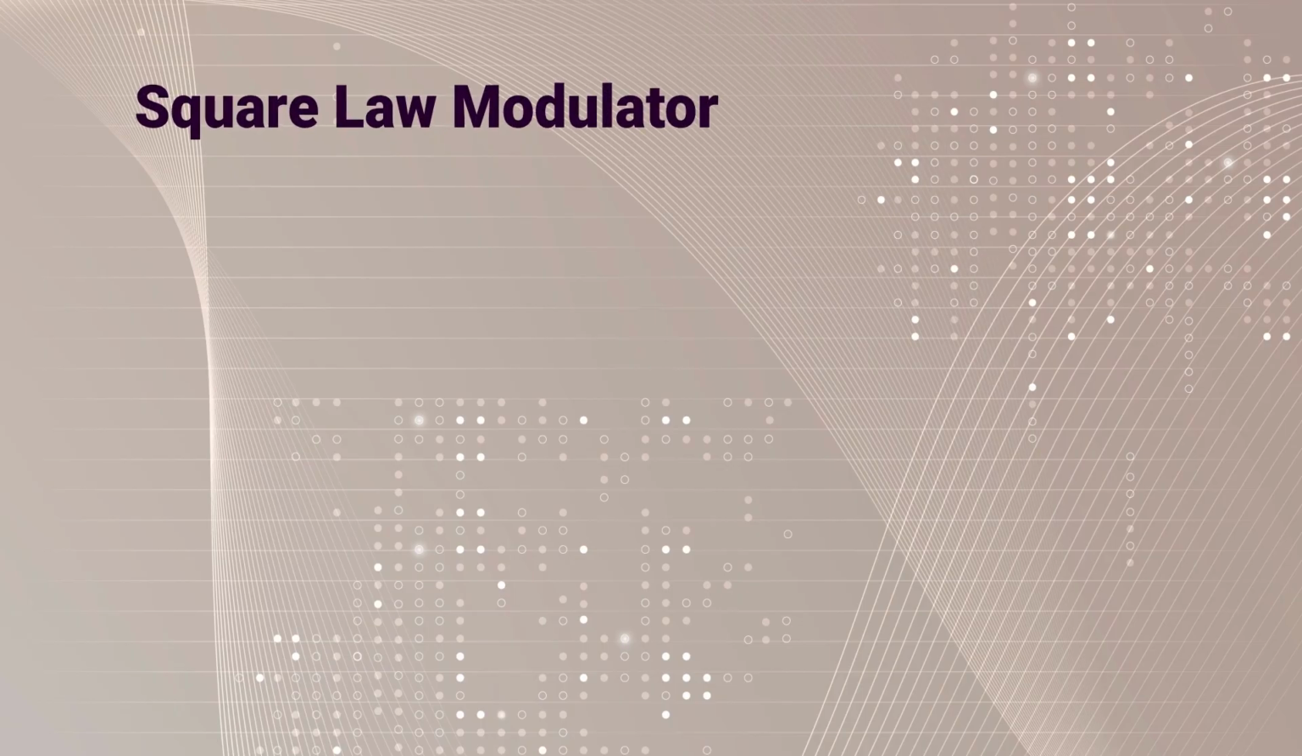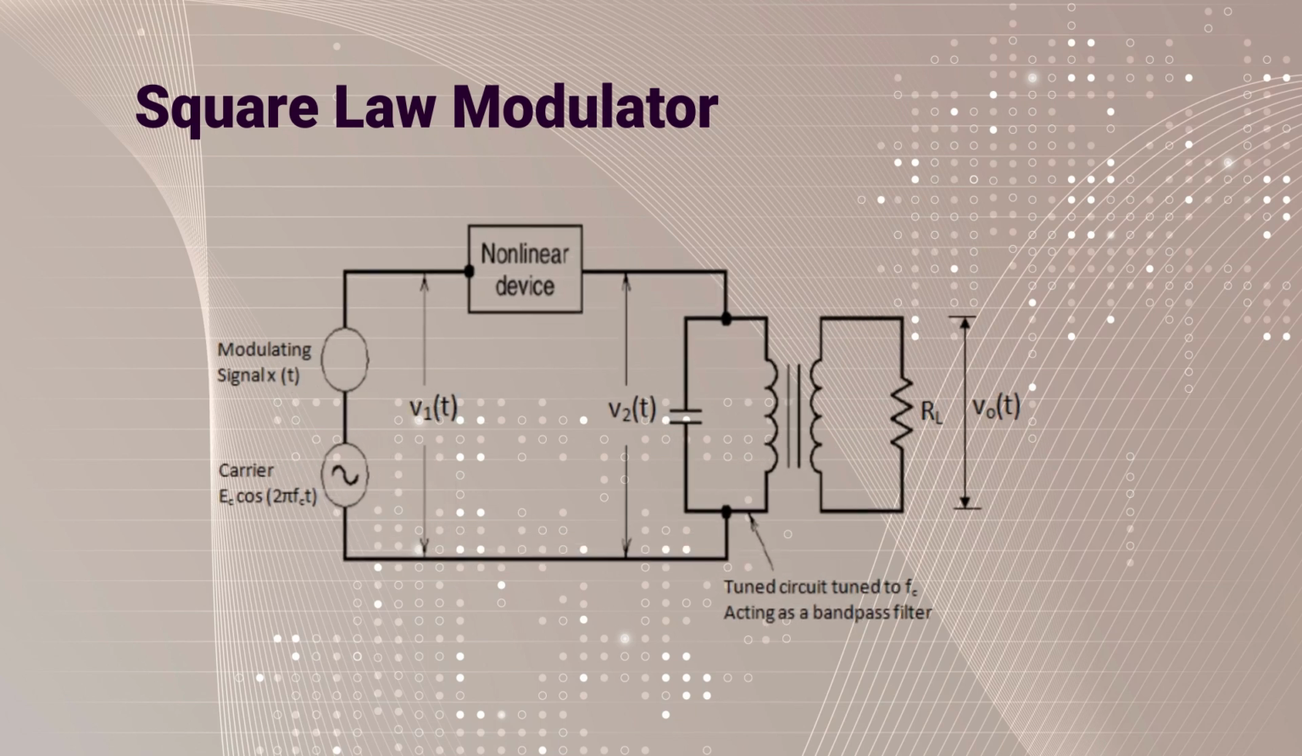First, we will discuss the square law modulator. This figure represents the circuit diagram for the square law modulator. In this circuit, we have two input signals. One is the message signal or modulating signal, which is represented by x of t, and the other is the carrier signal, which is represented by Ac cos omega c t, where omega c is the angular frequency and is equal to 2 pi fc, where fc represents the linear carrier frequency in hertz.